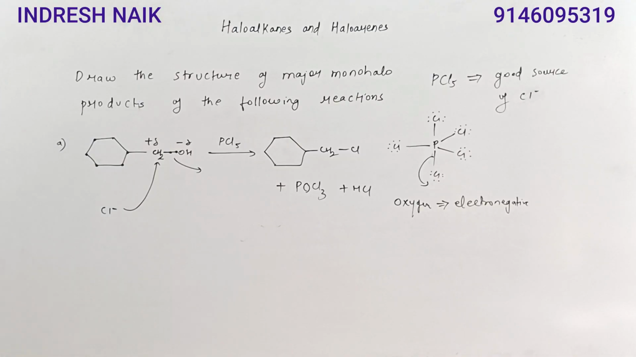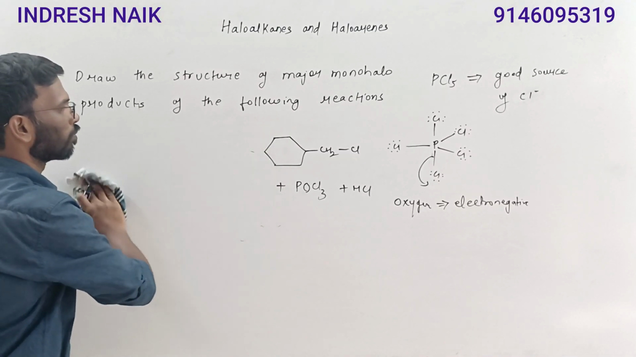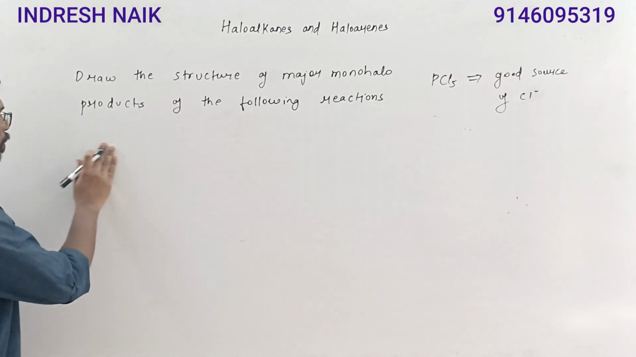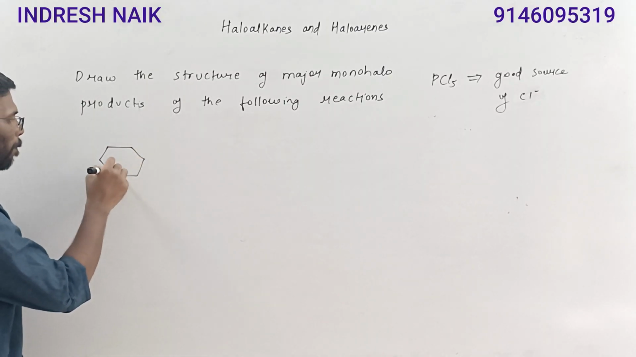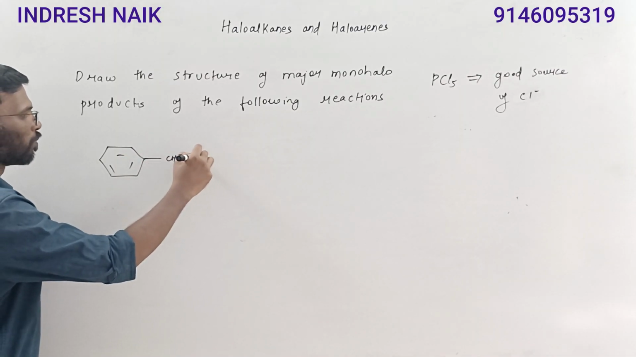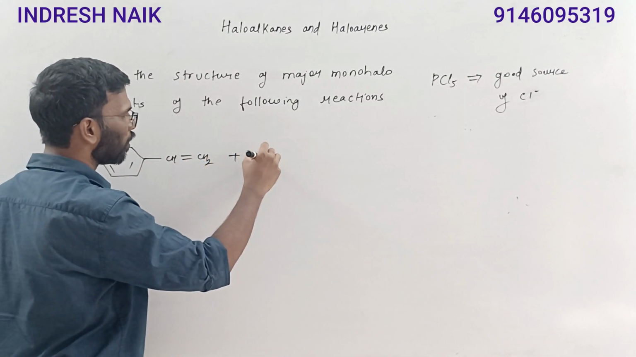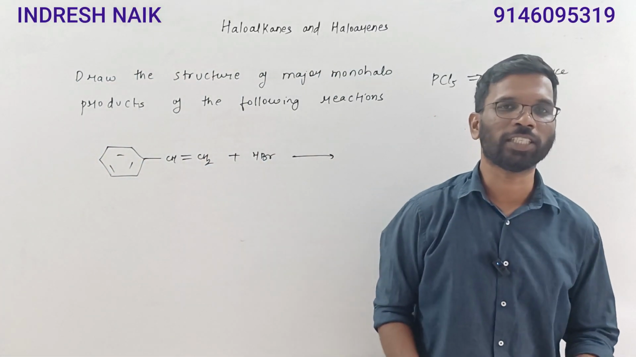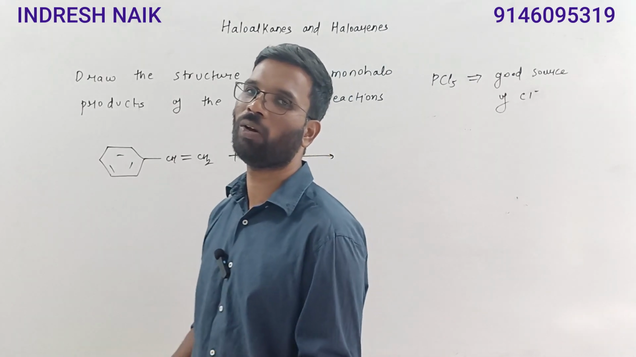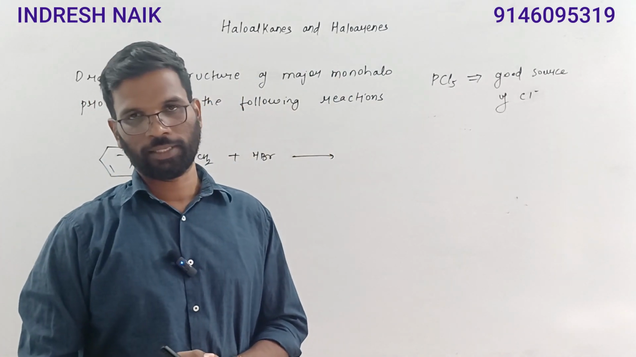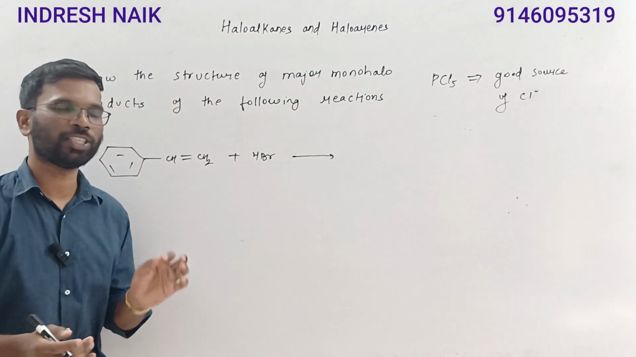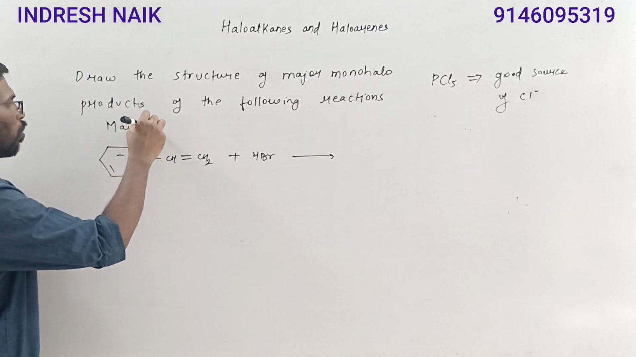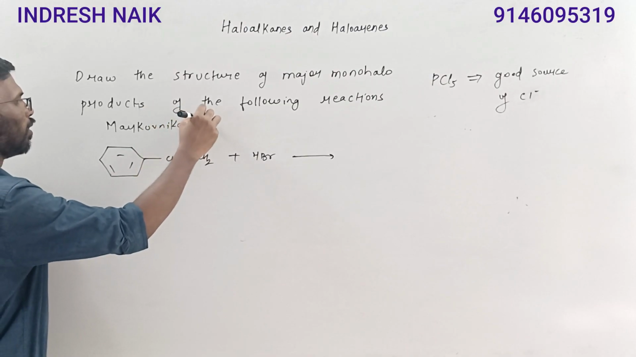So next question is, what will be a major product? HBr. So this is a reaction. Okay, you can think of this reaction. This reaction is again a preparation method for haloalkane. Yes. This reaction is known as Markovnikov's reaction.